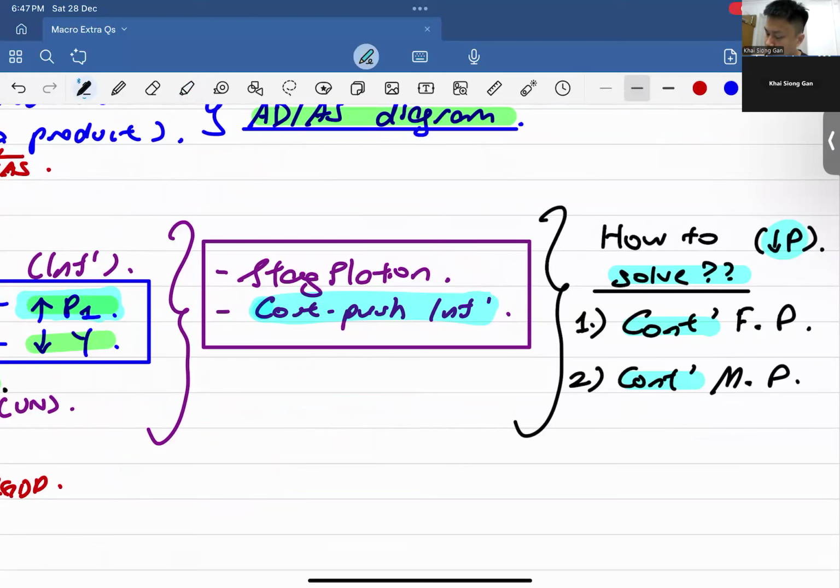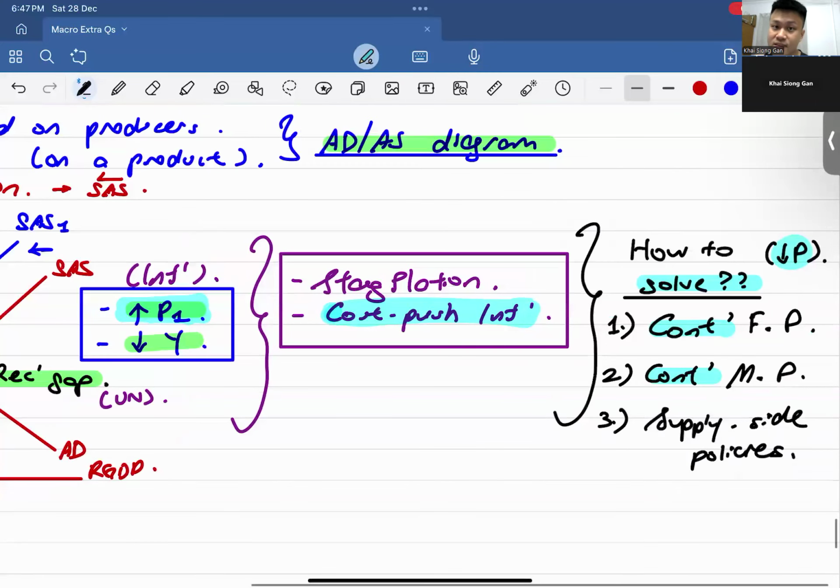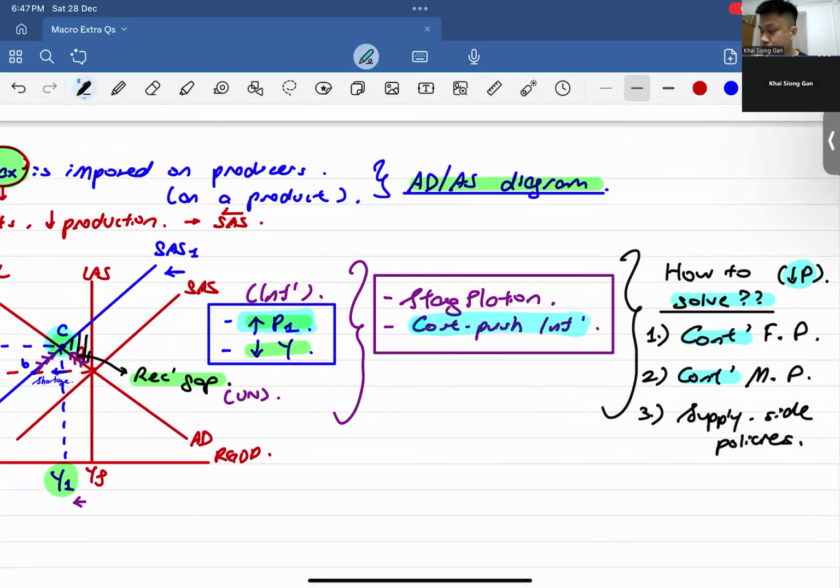But there's also a policy that you can talk about, which is supply side. We can also use supply side to solve this inflation. Okay, supply side is also possible. If you are doing the assignment, you have learned this already. Supply side policy is actually quite good to solve this kind of scenario. It's just that the impacts of supply side policies are uncertain because it takes a longer time to see the results and it involves a lot of money.